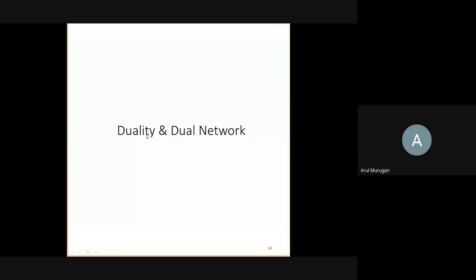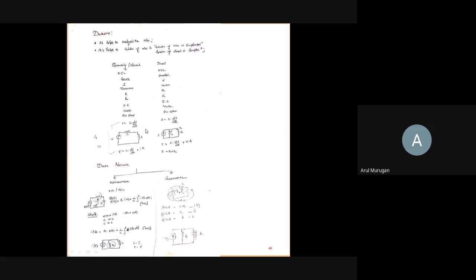Okay, next one, duality. You already know about that very well. Duality means just the opposite. If all of you stand up, then all should sit down; if all sit down, then all should stand up. You just do the opposite. So here voltage source means current source, and current source means voltage source. Resistance means conductance. Inductance means capacitance. So you just change them.